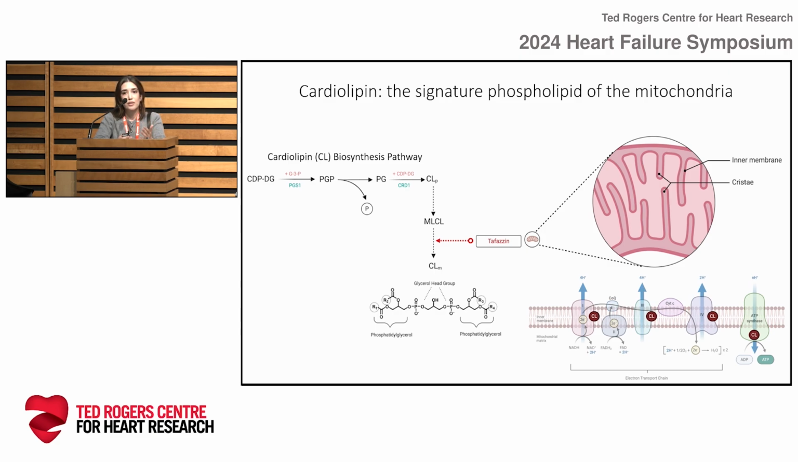The root of this is mutations in the gene TAZ, and TAZ encodes an acyltransferase which remodels the signature phospholipid of the mitochondria, cardiolipin. It's critical for cristae formation, holding the electron transport chain in place, as well as apoptotic mechanisms.